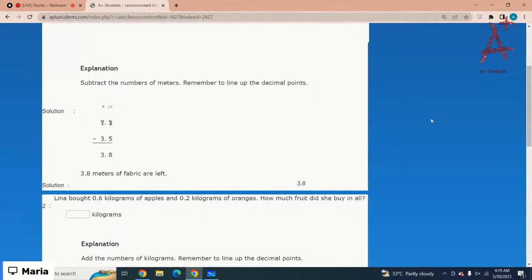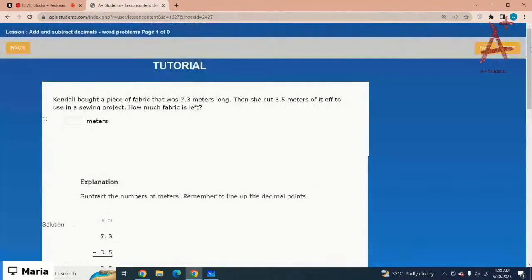You cannot subtract 5 out of 3, so you borrow 1. It would be now 13 minus 5. 13 minus 5 is 8. Then you have to do 6 minus 3. 6 minus 3 is 3. That means 3.8 meters of fabric is left. Got it? Let's just start with the test questions.